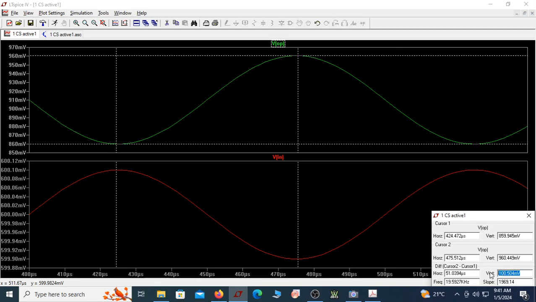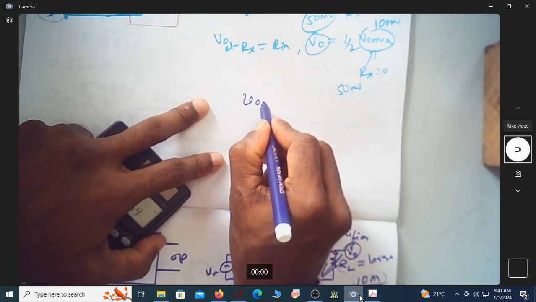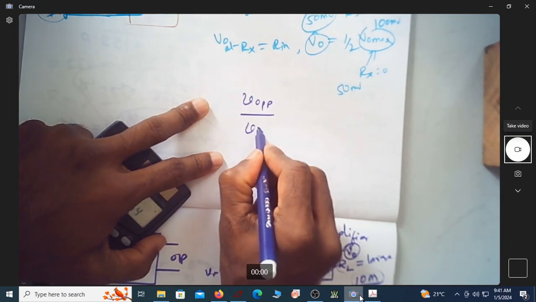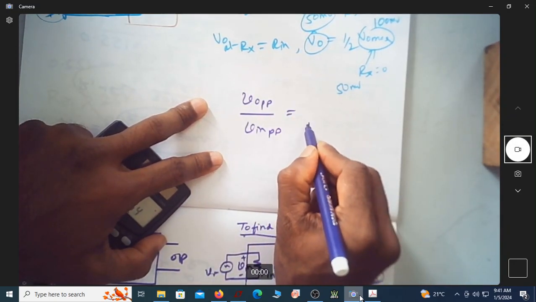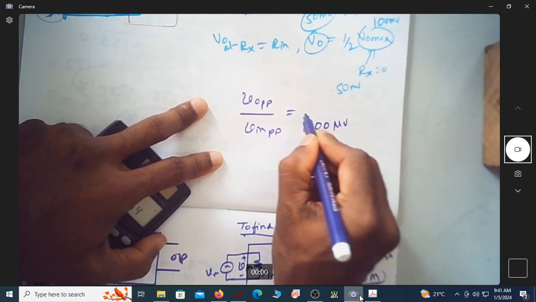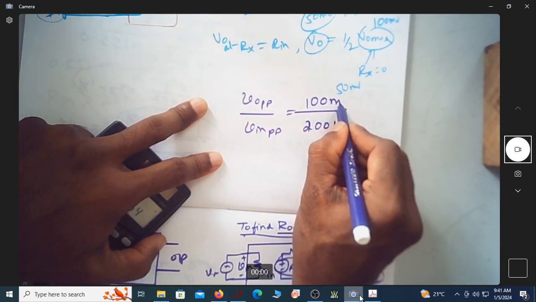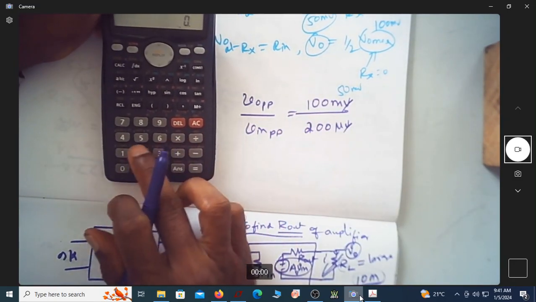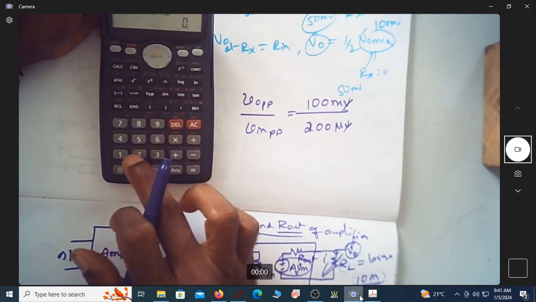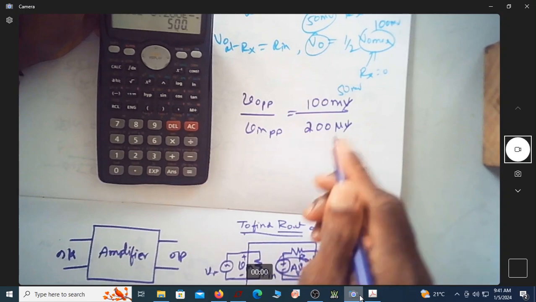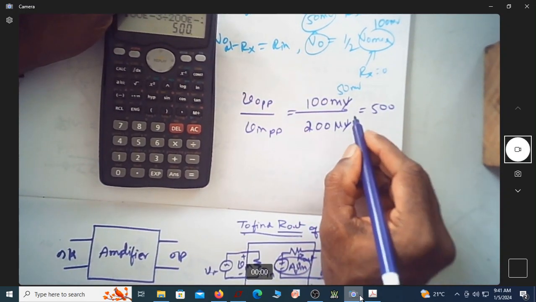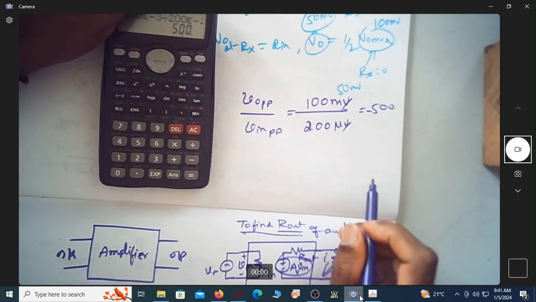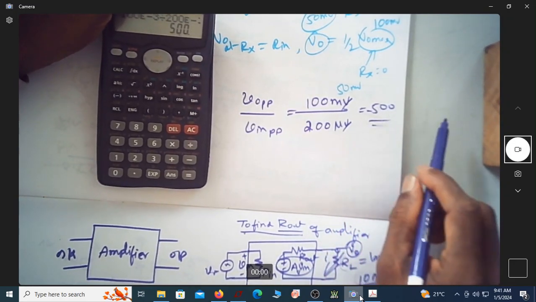If you carefully notice, let me show you V naught peak to peak by V in peak to peak. V in peak to peak is 200 microvolt. This is 100 millivolt. So is it not 100 exponential minus 3 divided by 200 exponential minus 6? Is it not 500? Since it is out of phase, it is a minus. So it has got a gain of 500.